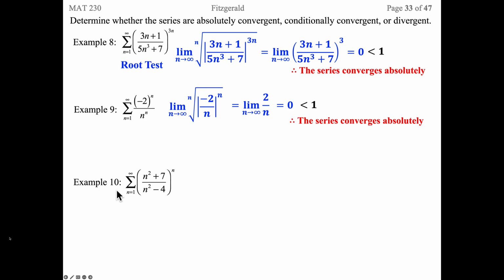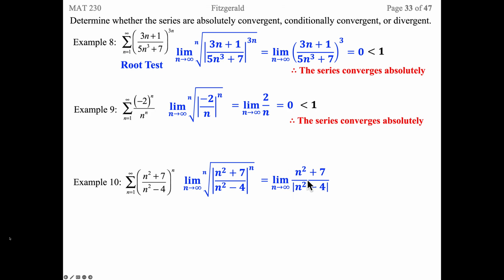Example number 10, an infinite series. We have n squared plus 7 on the top, n squared minus 4 on the bottom, all to the nth power. It's a definite root test. Nth root of the absolute value of n squared plus 7 over n squared minus 4, all that to the nth power to cancel those out. N squared plus 7 is guaranteed to be positive, again, using positive 1 and all positives after that heading to infinity. On the bottom, though, we can't guarantee that, so we're going to keep our absolute value bars there.